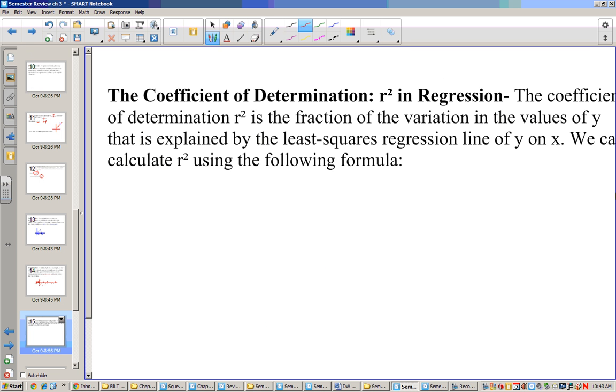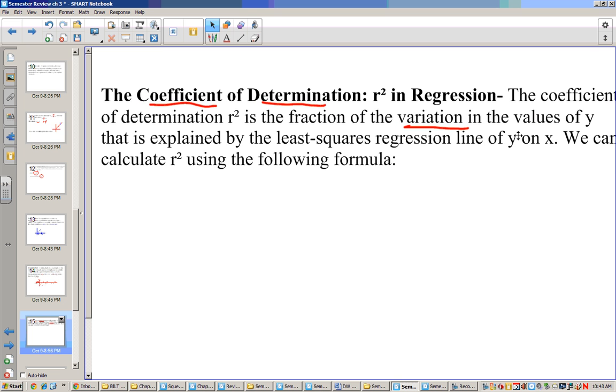Our r squared, also called the coefficient of determination, is the fraction of the variation in the values of y that can be explained by the least squares regression of y on x. It's something common that they ask on the AP exam, and it's good to know that exact wording. It's just taking the r value and squaring it, for the most part.